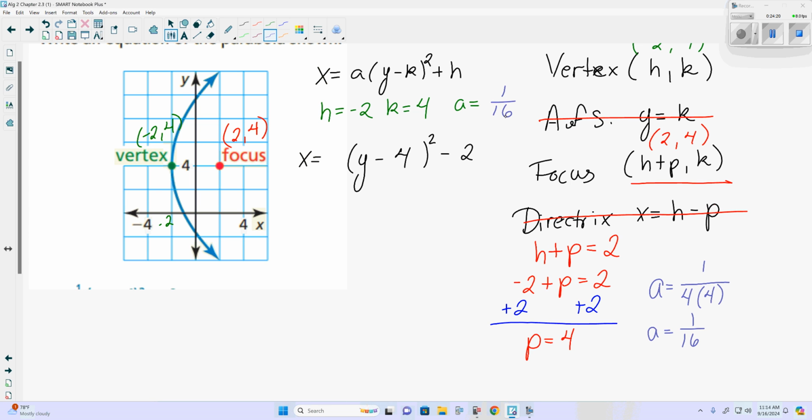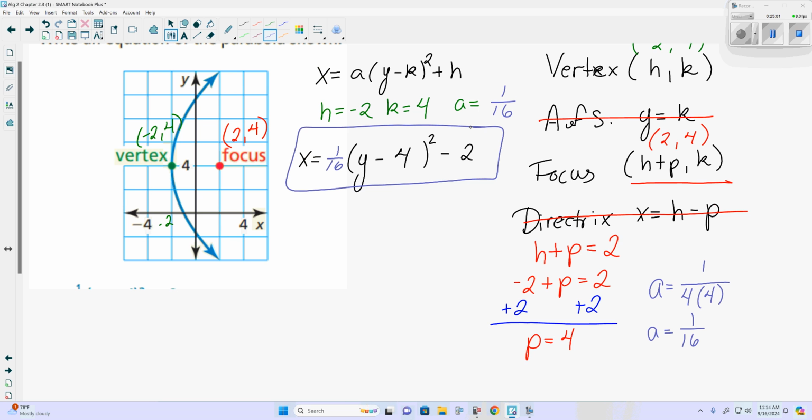One over 4 times our P amount. 1/4 times 4 is 1/16. Again, that's just our formula for this. It seems kind of odd and a little clunky, but it does work very well if we're trying to find P. Because A is the number that goes in the equation, P is the number that goes in our parts of it to find the focus and directrix. Does that make sense? So here, A is 1/16, the number that goes in front of the parentheses. So we kind of get how that is, yes?